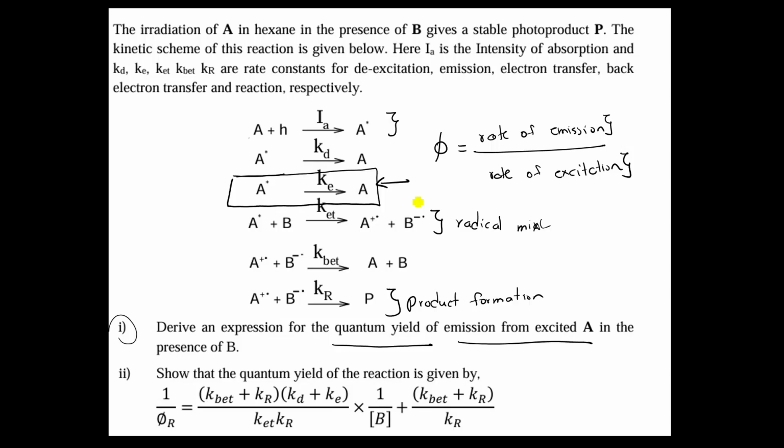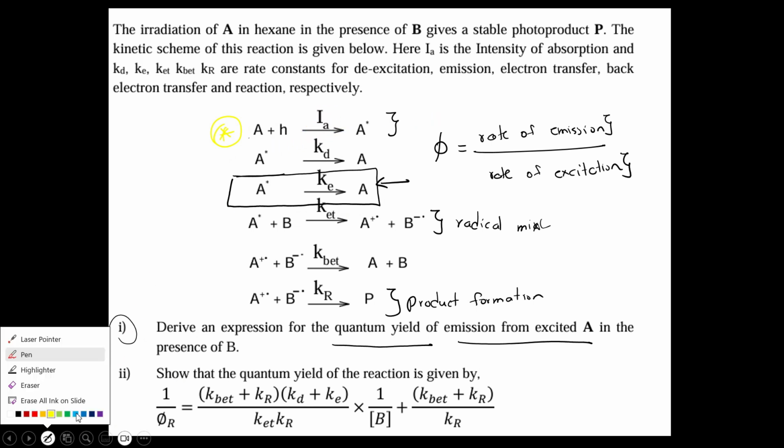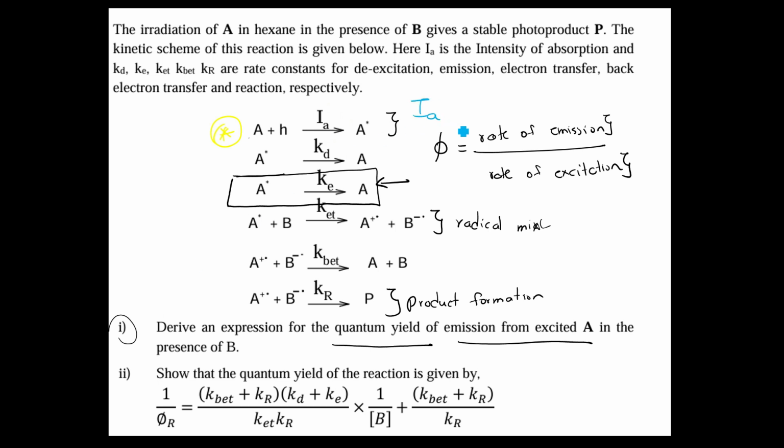So you can see here, this is the excitation step, right? You can see the rate is given here as IA. IA is the rate. So as you can see, this IA already contains the particular constant and the concentration, right? So you don't need to introduce a new rate constant here. This IA is just the whole expression. So the rate of the excitation is just IA.